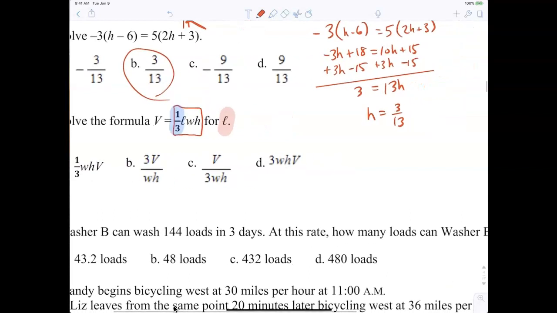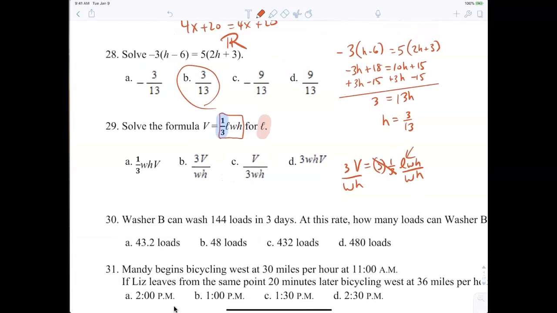So if I have V equals 1/3 LWH, to get rid of the 3, I'm going to multiply by 3, and then I'm going to divide by WH, and that solves for L. Very simple. So 3V over WH.